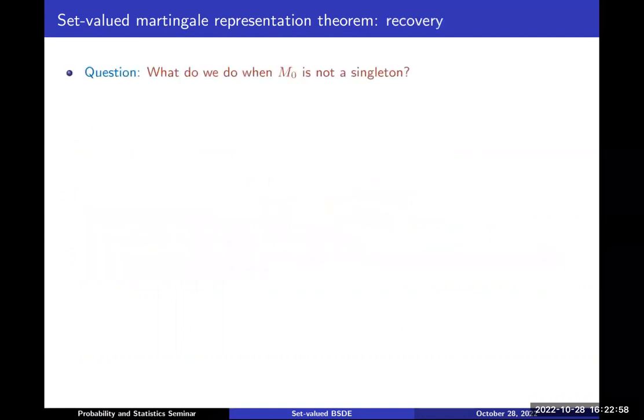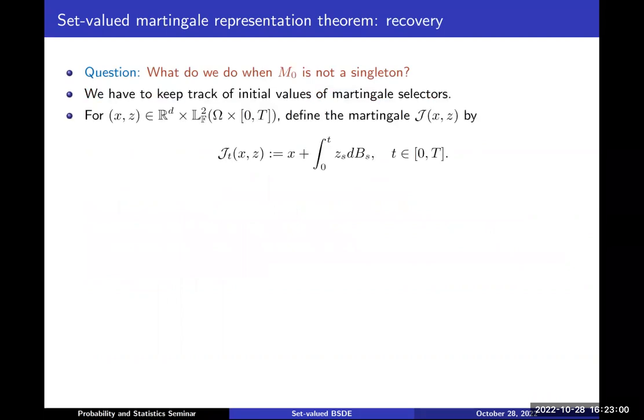So what do we do when M0 is not a singleton? The problem is that we need to keep track of the initial value of every martingale selector. So whenever you have a martingale selector, there is the representer, but there is also the initial value. So you have to keep track of both, and together they have to be paired.